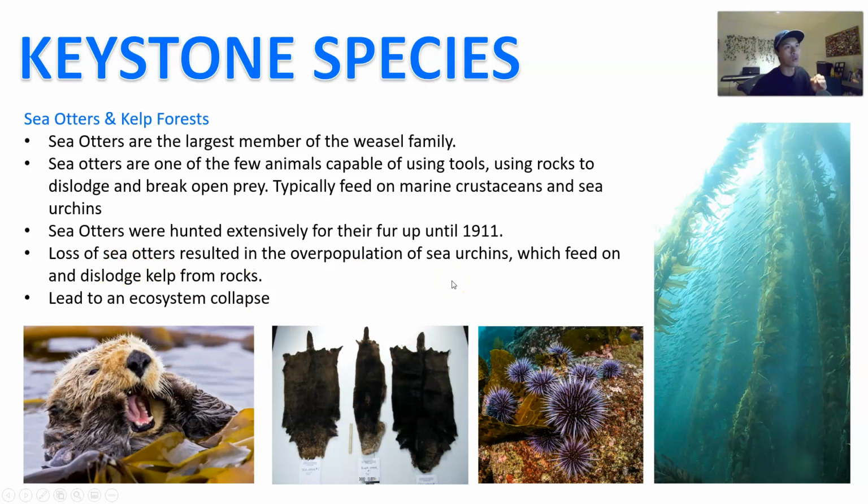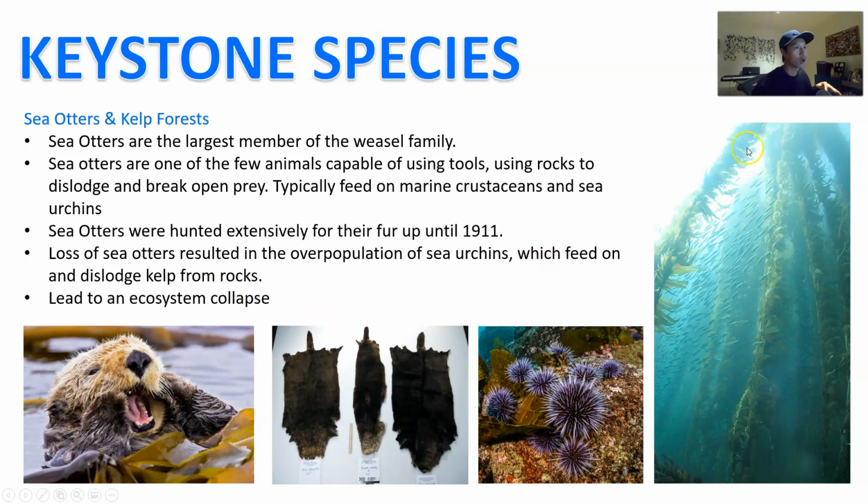Now, the problem with that was that the sea otters were feeding on things like sea urchins, which means that when you remove the otters, there was nothing eating the sea urchins, and their populations grew out of control. That overpopulation of sea urchins meant that they could just graze across the sea floor, and they actually dislodged the kelp down the bottom.